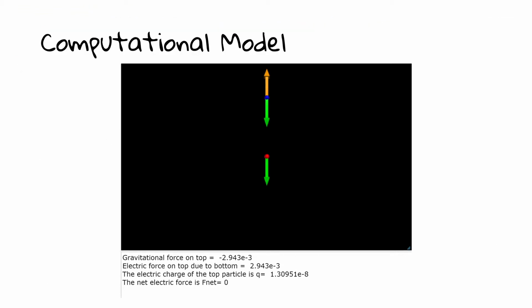For my computational model, I did this using VPython and calculated the gravitational force downward on the top piece of tape, which is shown by the blue circle, and the electric force on the top piece of tape due to the bottom piece of tape. Those are equal to each other in opposite directions, and the electric charge of the top piece of tape is equal to what I calculated previously, and the net electric force is zero, which goes with my free body diagram as well.